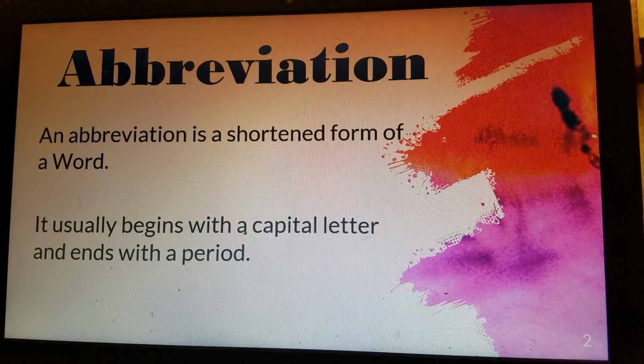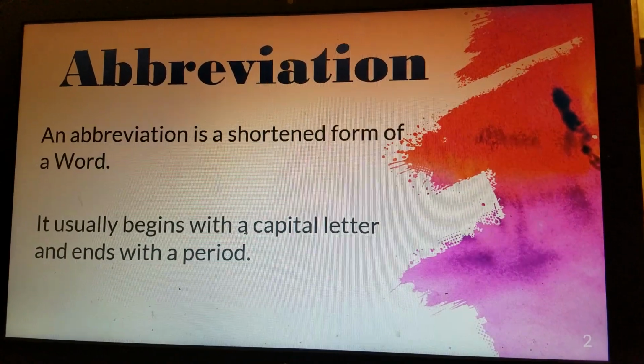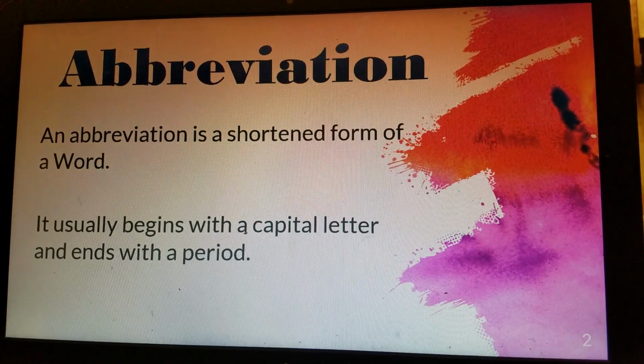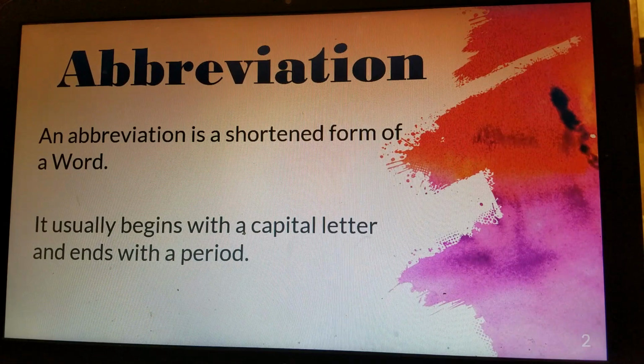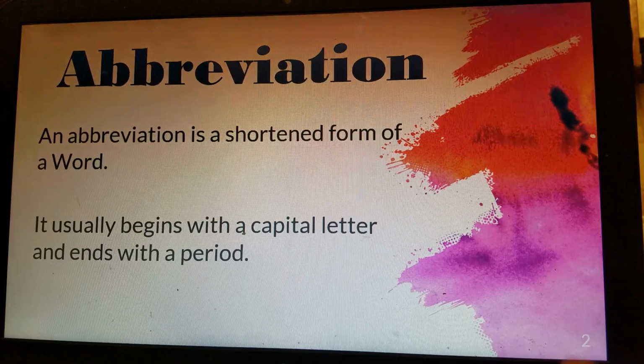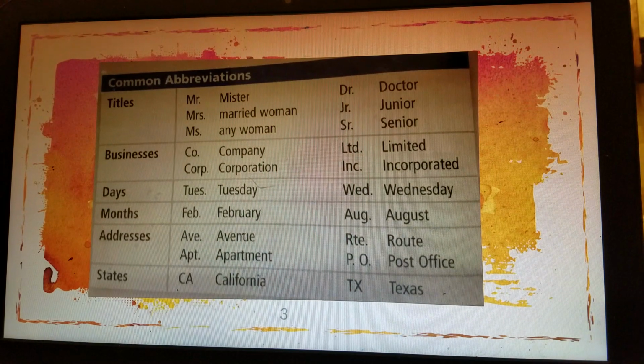Abbreviations. An abbreviation is a shortened form of a word. It usually begins with a capital letter and ends with a period. Common abbreviations. Here is a chart that gives you some abbreviations for titles, business, date, month, address, and state. Titles. For Mr., for a married woman, for any woman, for a doctor, for a junior, or a senior.